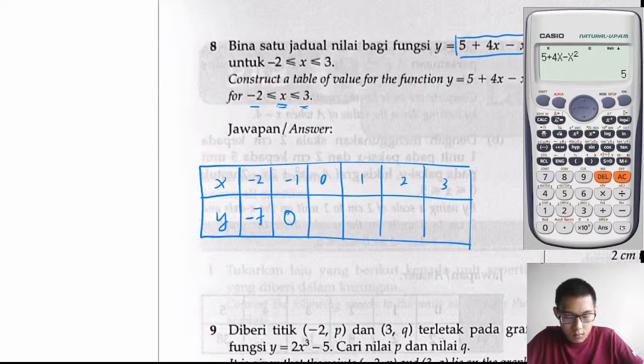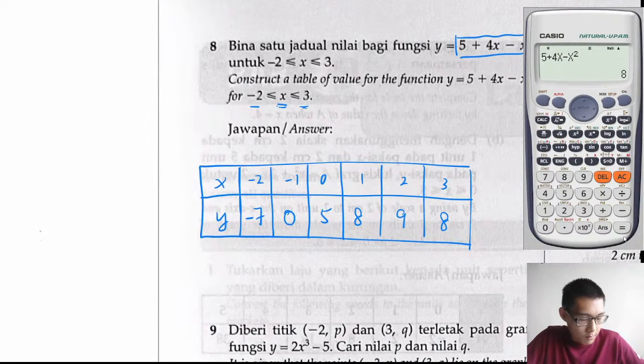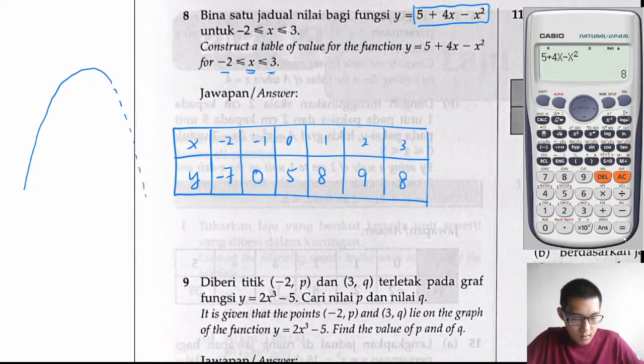Okay, 5. So if x is 1, y is 8. When x is 2, y is 9, and x is 3, y become 8. So I see this graph will become like this. Upper, then it start to drop down. So this is an example of quadratic function. Later we try to plot like that, so we can estimate the pattern of the graph. It's a mountain shape.